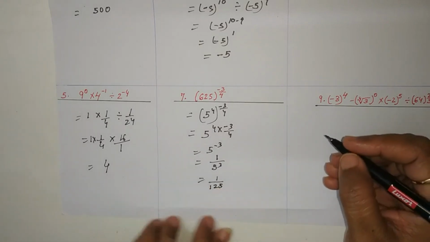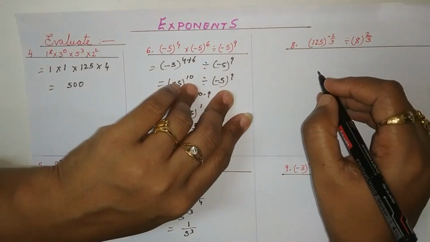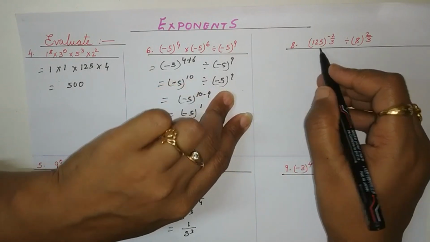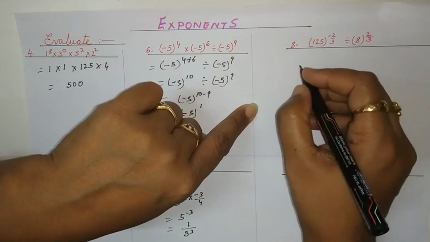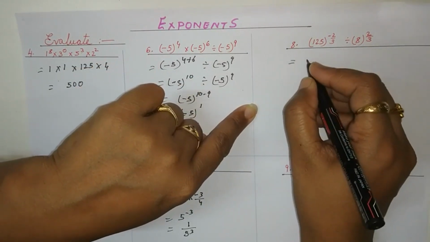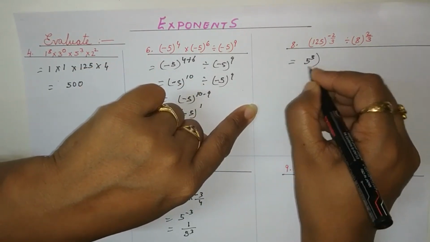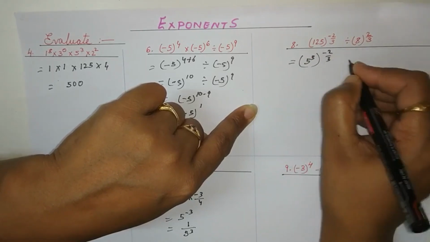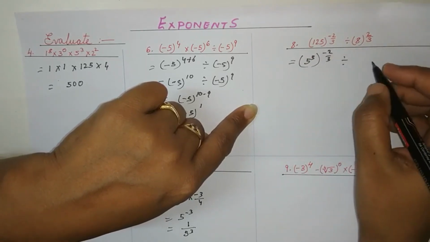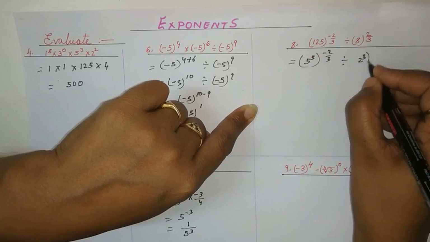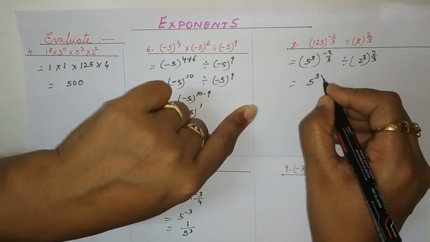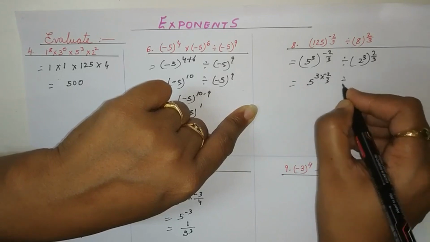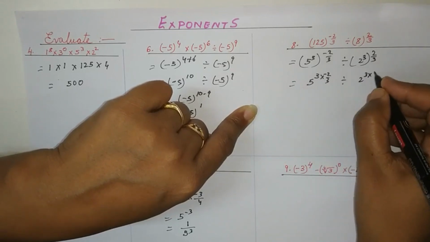Now the next question, number 8. Here it is again 125, a similar type, okay, but two terms are there. So let me do it. 125 is 5 cube to the power of minus 2 by 3, divided by 8 means 2 cube to the power of 2 by 3. That is 5 to the power of 3 into minus 2 by 3, divided by 2 to the power of 3 into 2 by 3.